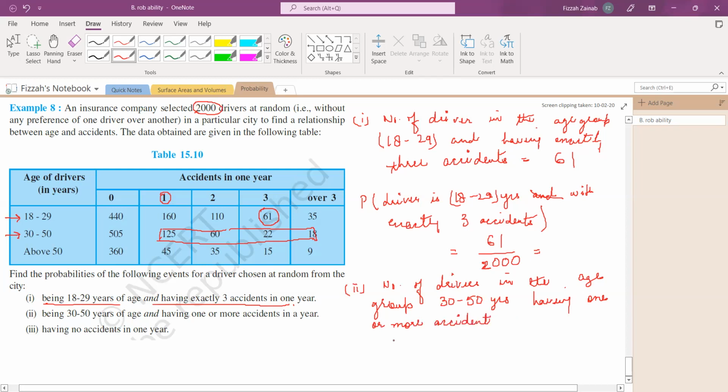So this will be equal to, now you have to add. So 125 plus 60 plus 22 plus 18. Is this point clear? Because it is saying 1 or more, right? So you have to include 1 and the rest of the other cases also. Now please add it. What will you get?